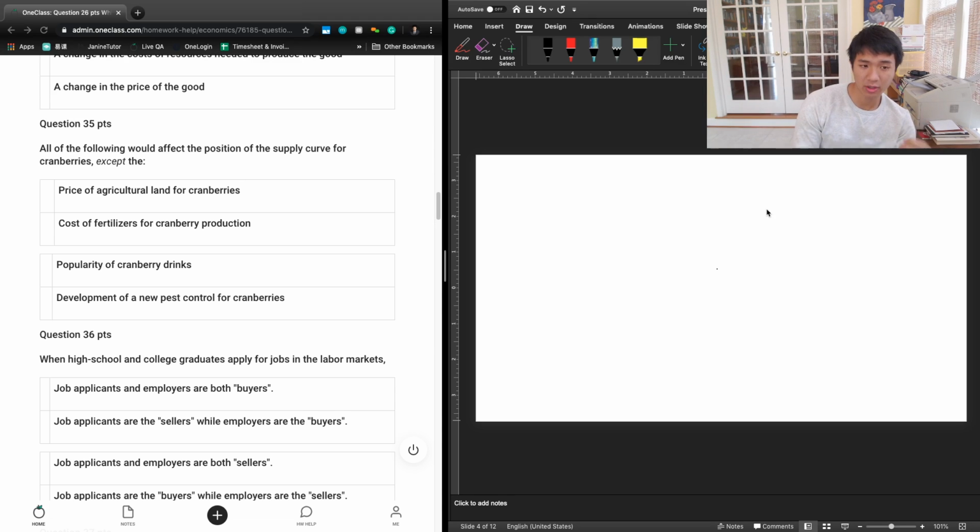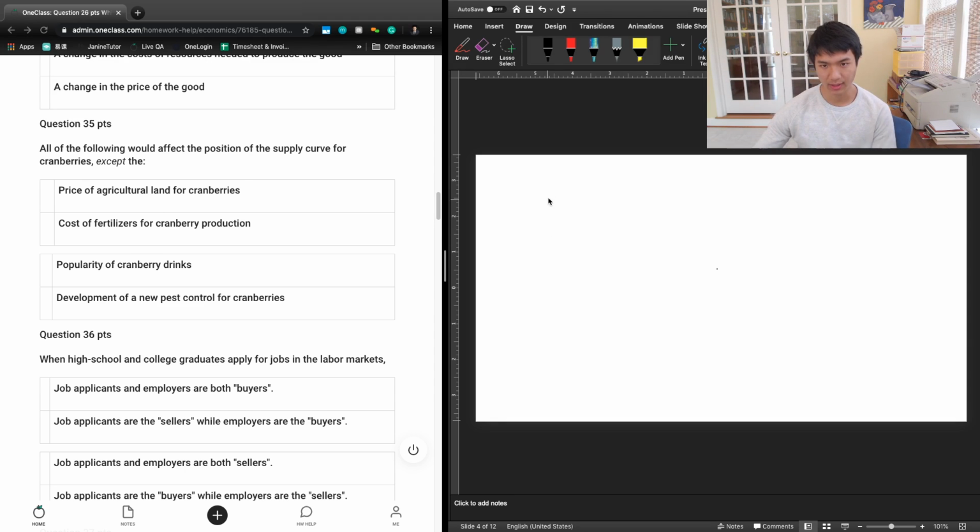C says popularity of cranberry drinks. And so this is tricky, right? You would think that if cranberry drinks were more popular, then suppliers would supply more. And you would be correct, right? But you have to remember that the reason suppliers supply more if cranberry drinks are more popular is not because the supply curve shifts, right? It's not because the quantity of production has increased at every single price level. It's because the demand curve has increased, right?